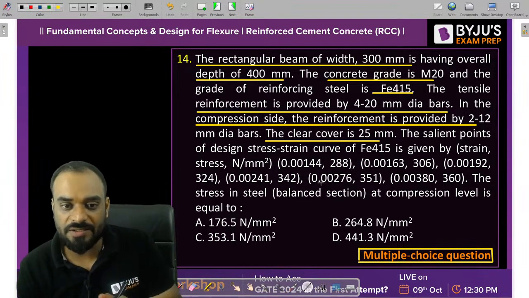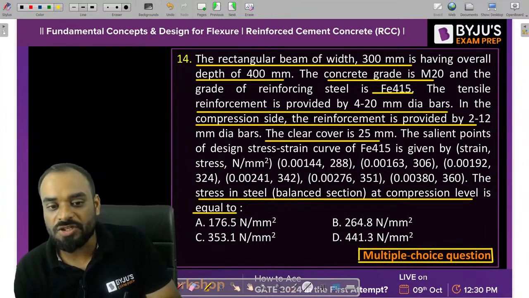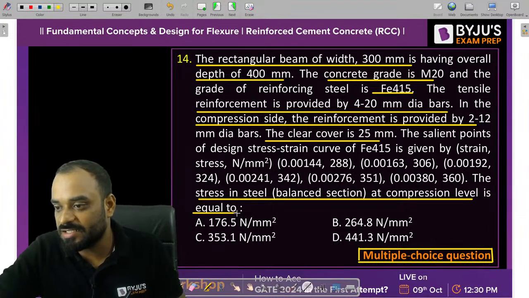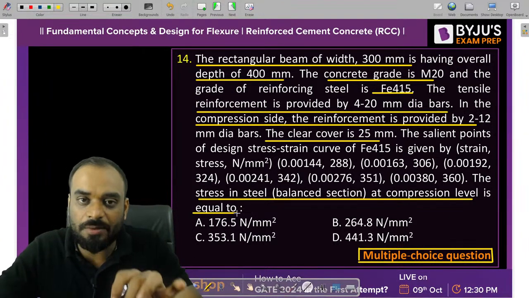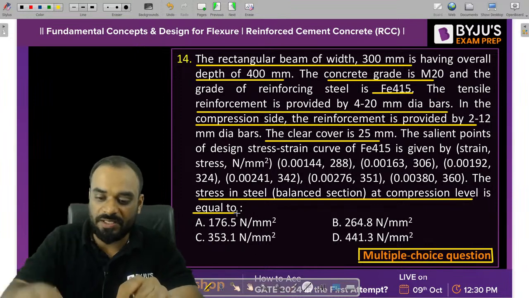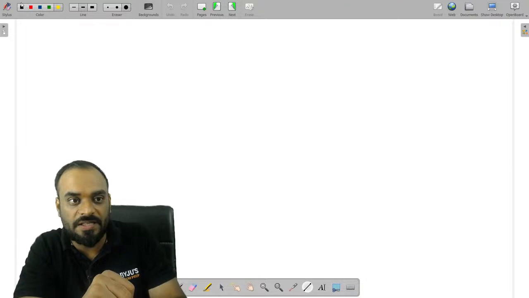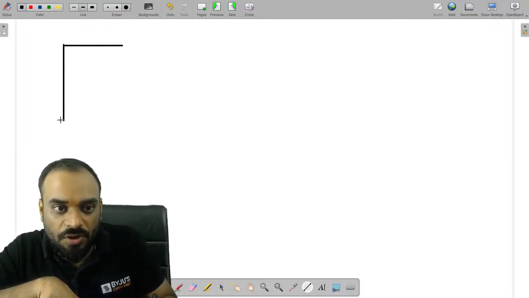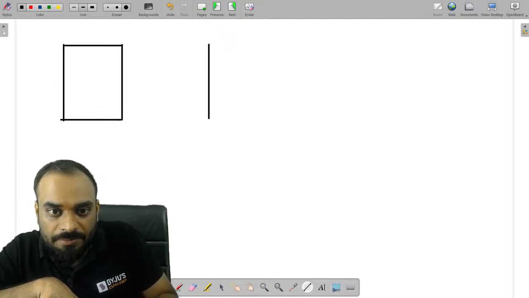Now our task is to find out the stress in the steel at the compression level, for the balanced section, and that is the question. For the balanced section, we need to find out the value of stress which is coming at the level of compression steel. So guys, for this we need to do further calculation. Let me show you, guys, how we can do it. So let's draw some of the diagram first. One is your cross section of the beam. Then guys, the stress diagram basically.